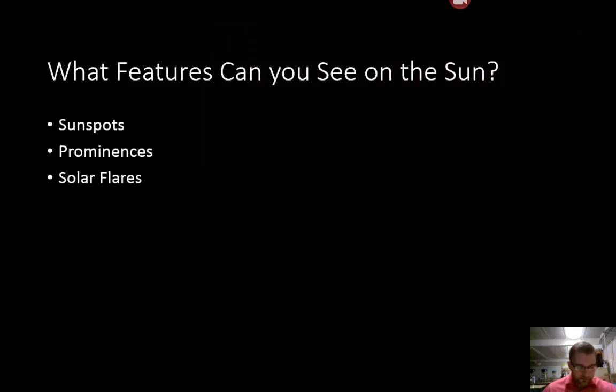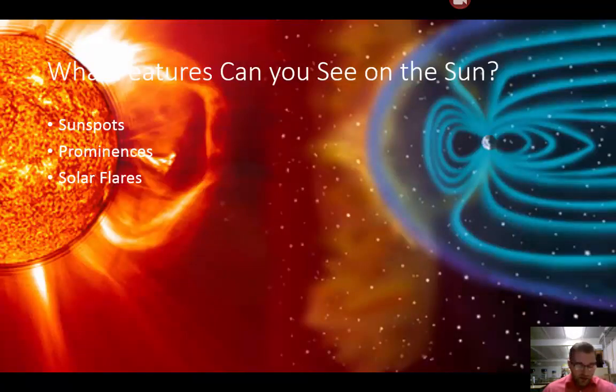Solar flares. Sometimes the loops in sunspot regions suddenly connect, releasing large amounts of magnetic energy. The energy heats gas on the sun to millions of degrees Celsius, causing the gas to erupt into space. These eruptions are called solar flares.